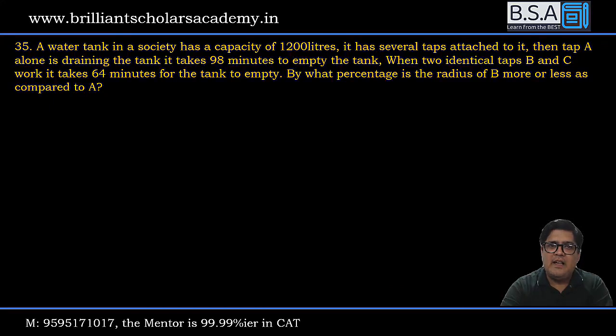A tank in a society has a capacity of 1200 liters. It has several taps attached to it. When tap A alone is draining the tank, it takes 98 minutes to empty the tank. When two identical taps A and B work, it takes 64 minutes for the tank to empty. By what percentage is the radius of B more or less as compared to the radius of A?